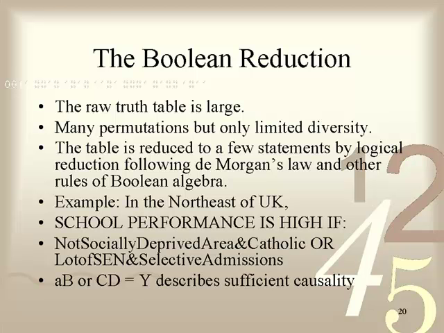So in the northeast of the UK, we had the Ofsted reports, the inspection reports for 192 schools, and we looked at school performance. And school performance was high if, and here it's the if of sufficient causality, if they weren't in a socially deprived area and it was a Catholic school, or if 2 other conditions applied. Now, I'll tell you what the other conditions are, but isn't it interesting that it wasn't sufficient for them to be not in a socially deprived area? If they were not in a socially deprived area, but not a Catholic school, then they didn't have such a high school performance.